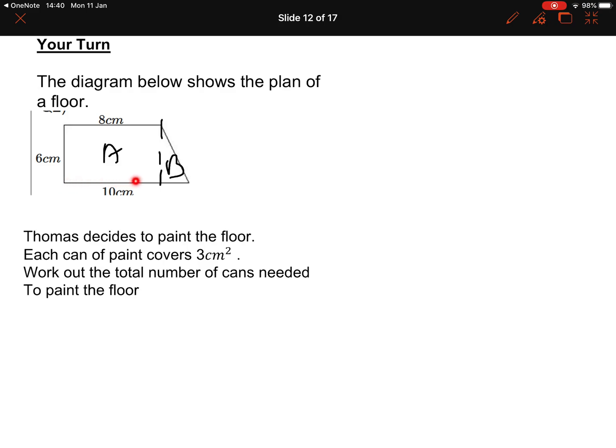So first thing I'm going to do, as you realise from what I did earlier, is split the shape up into two shapes, a rectangle and a triangle. We should really read the question. It says the diagram shows the plan of a floor. Thomas decides to paint the floor. Each can of paint covers 3 centimeters squared. So 1 can is equal to 3 centimeters squared.